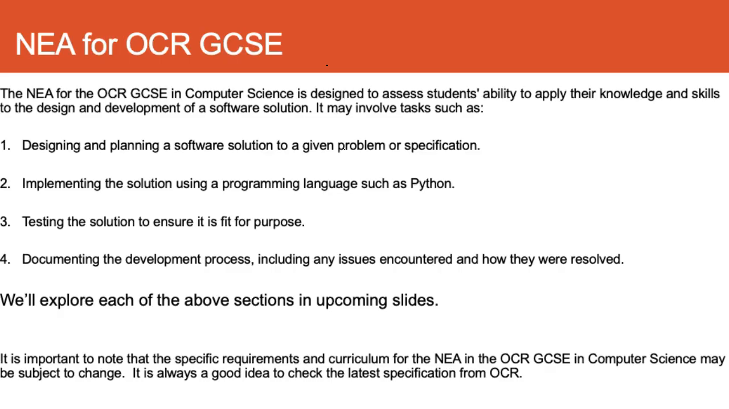The NEA for the OCR GCSE in computer science is designed to assess students' ability to apply their knowledge and skills to the design and development of a software solution. It may involve tasks such as designing and planning a software solution to a given problem or specification, implementing the solution using a programming language such as Python, testing the solution to ensure it is fit for purpose, documenting the development process, including any issues encountered and how they were resolved. We'll explore each of the above sections in upcoming slides.